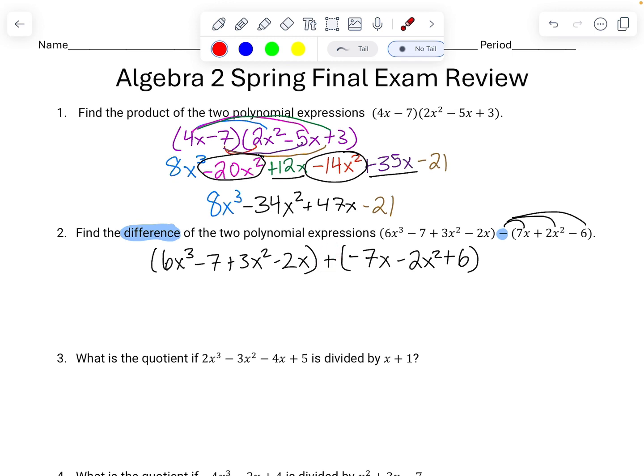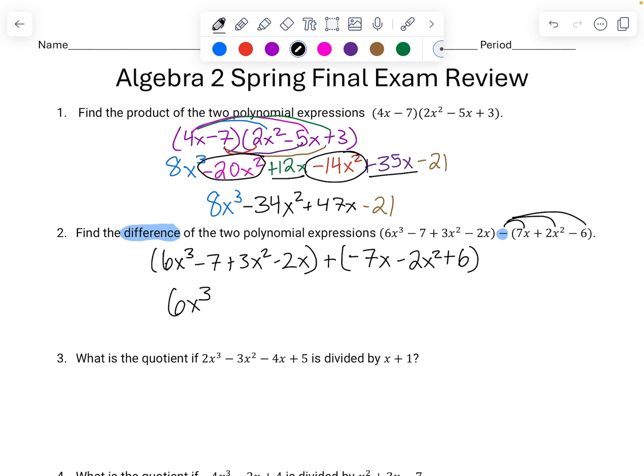Okay, so now we have addition. When we're adding or subtracting polynomials, all we want to do is combine like terms. So I'm going to see what I combine with what. Here I have a 6x cubed. I look anywhere else in my equation, I don't see any more x cubed terms, so I'm going to leave my 6x cubed as 6x cubed.